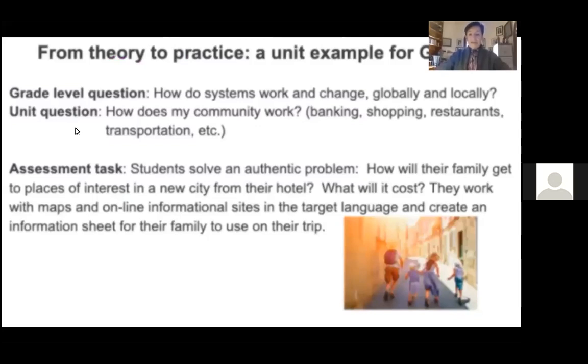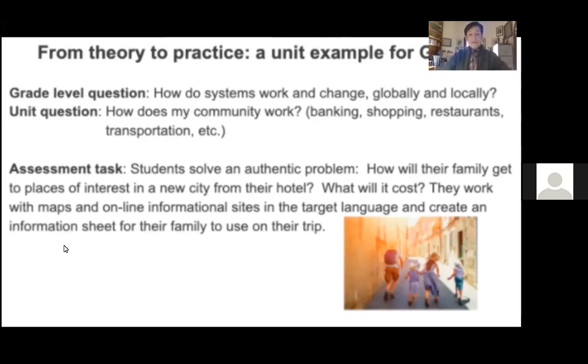Here we have a summary of a 4th grade assessment and the questions, unit question and grade level question that go with it. So the grade level question is, how do systems work globally and locally? And the particular unit question for this unit is, how does my community work? And this unit could be developed around banking, shopping, restaurants, transportation, other aspects of community systems. In this case, we developed the unit around the transportation system.